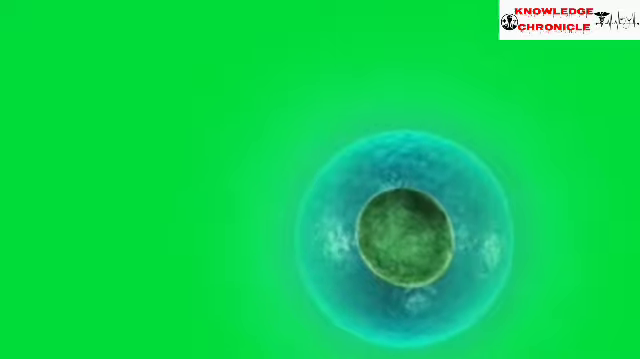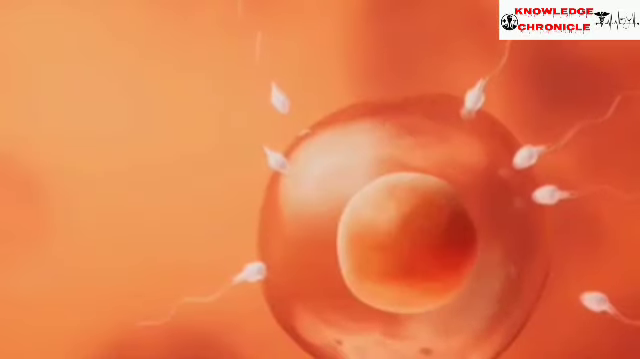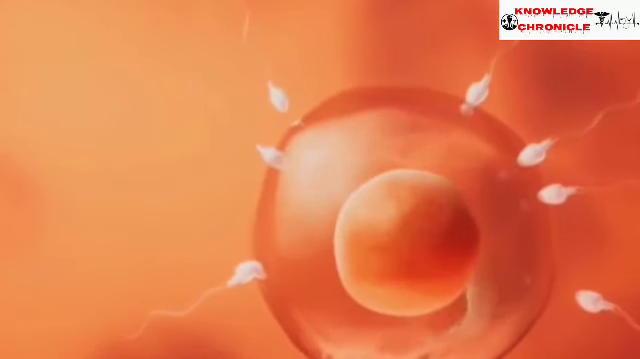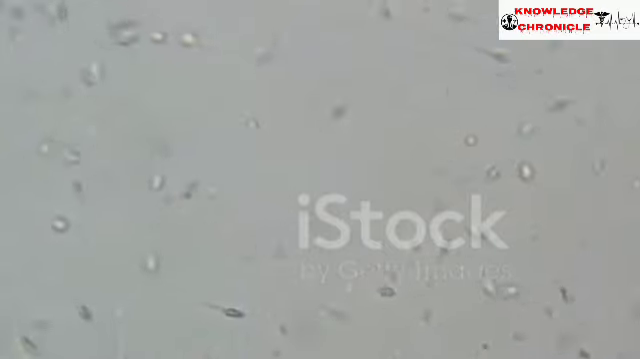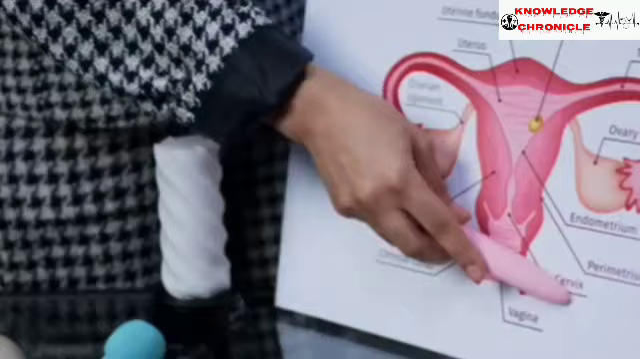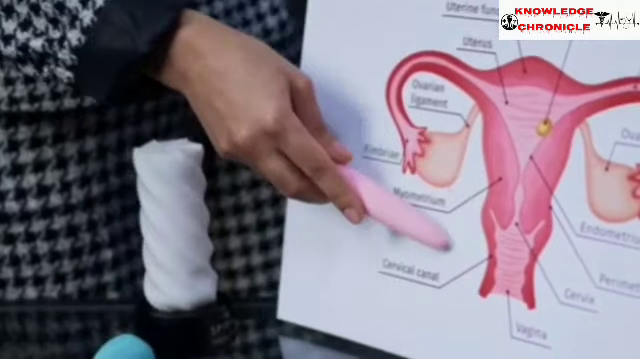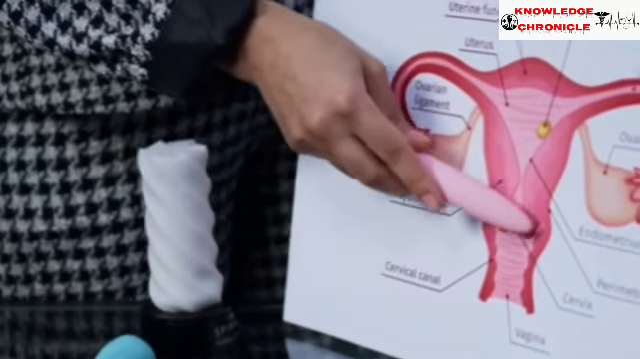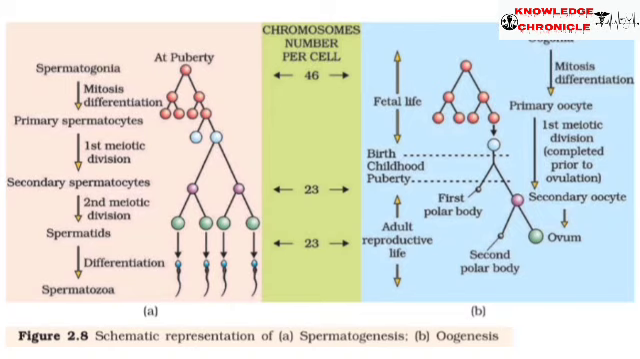Cytoplasmic division in spermatogenesis is equal, while in oogenesis, it is highly unequal, favoring the ovum. Sperm are small and motile, while the ovum is large, nutrient-rich, and immobile. These differences highlight the unique biological strategies of males and females for successful reproduction.